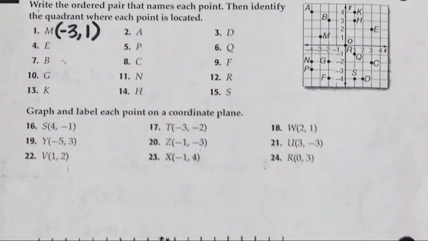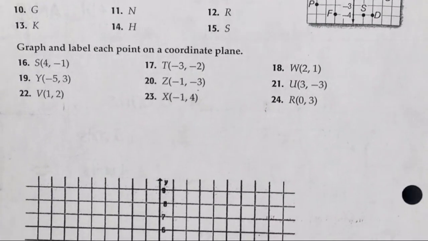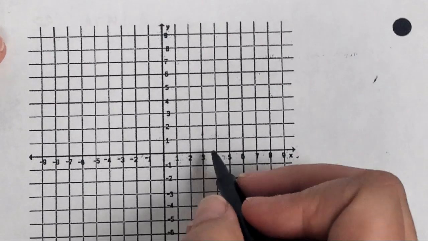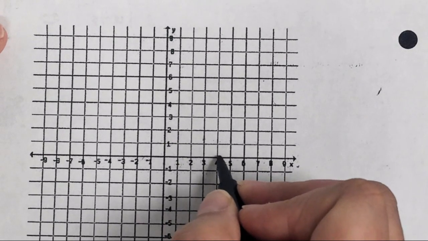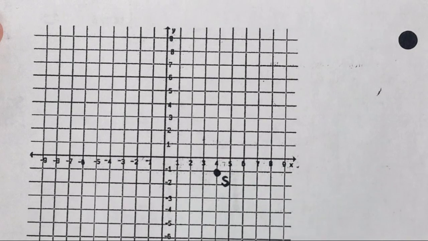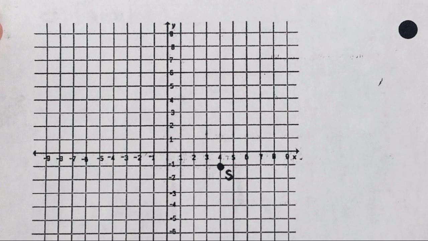And then at the bottom, you're just graphing, and I tried to give you a bigger graph today. For S, we've got positive 4, negative 1. Positive 4, do I go left or right? Right. And negative 1, up or down? This will be our first point, and we're going to label that S. Okay? I'll give you another. All right, any questions so far, guys? Excellent.